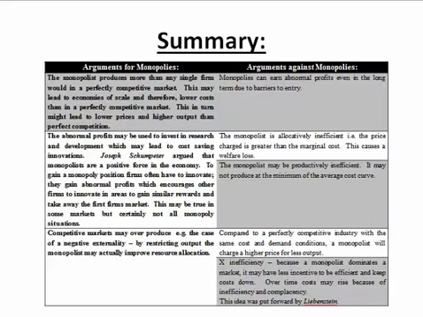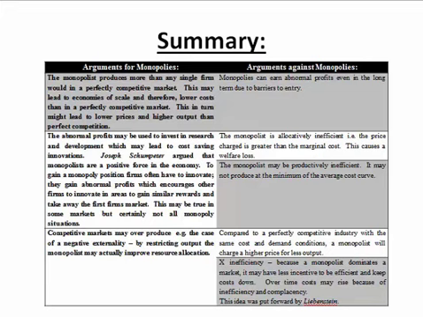So, summing up arguments for monopolies and arguments against monopolies. As we've said previously, a monopolist would produce more than any single firm would in a perfectly competitive market. This can lead to economies of scale and therefore lower costs than in a perfectly competitive market, which in turn might lead to lower prices and higher output than in a perfectly competitive market.